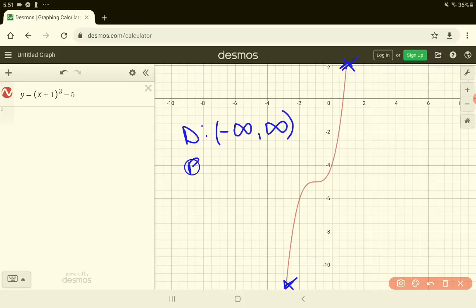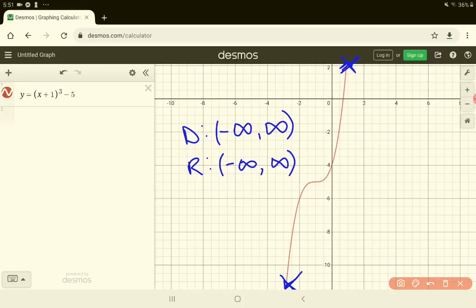Then I do my range. Here's my lowest point right down here. Well, again, it's an arrow, so on the bottom it's going to negative infinity. On the top, again, it's an arrow, so it's going to positive infinity. There's my domain and my range.